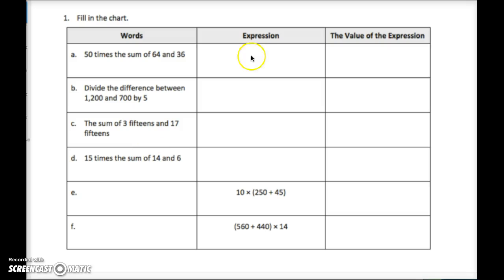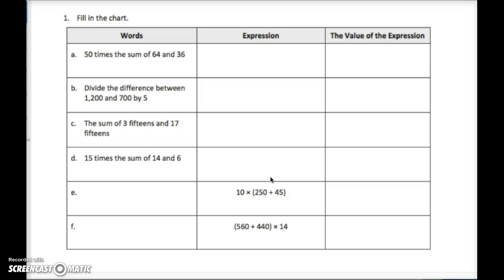To change the words into expressions, you're going to have to decide what gets done first and put parentheses around it, and what math you are actually being asked to do. There are only 4 types of math that we're dealing with right now: add, subtract, multiply, and divide. So once you decide what math to do and what order to do it, then you just have to pick out the numbers.